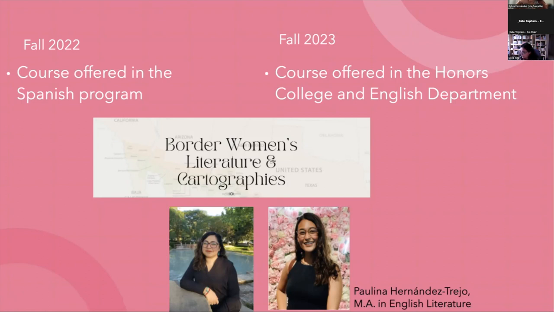And with the grant that we received, the redesign of this course, together with Paulina Hernandez Trejo, who recently graduated from the English department, had a shift. We focused mostly on gender violence and feminicides, using different sources, not just literature, to analyze this topic. So we started working with some literature, with some archival material, with some of the databases that were created by the mothers and activists that have been engaged in this movement since the early 90s, as well as data from social media and public spaces that have really pushed for different public policy.